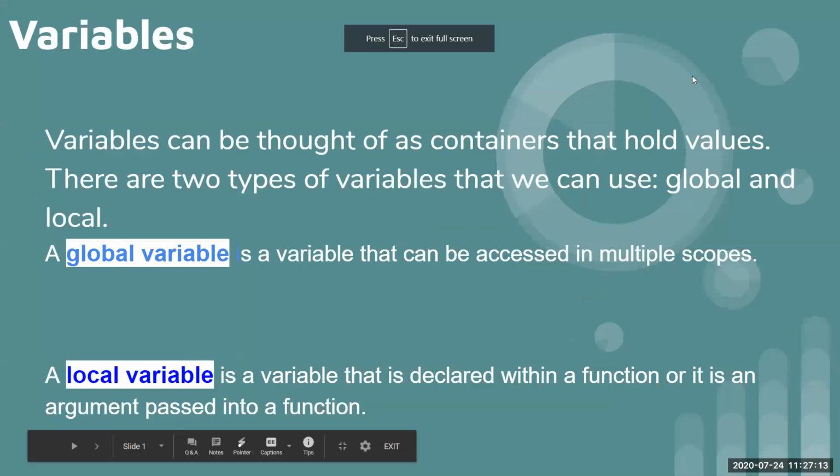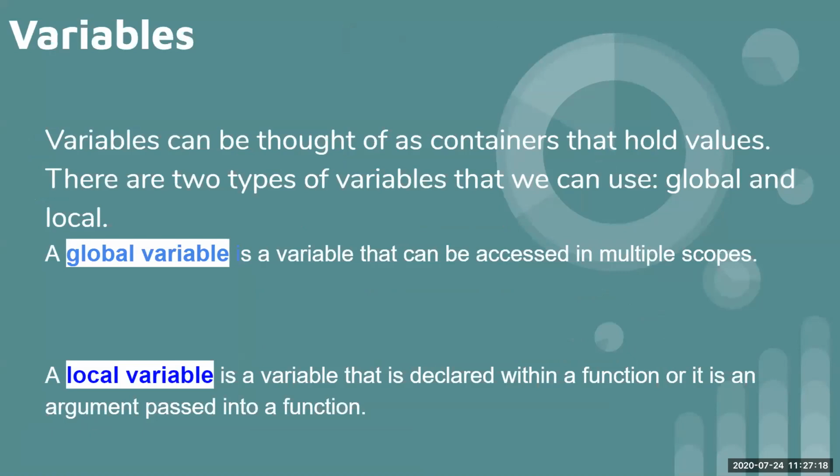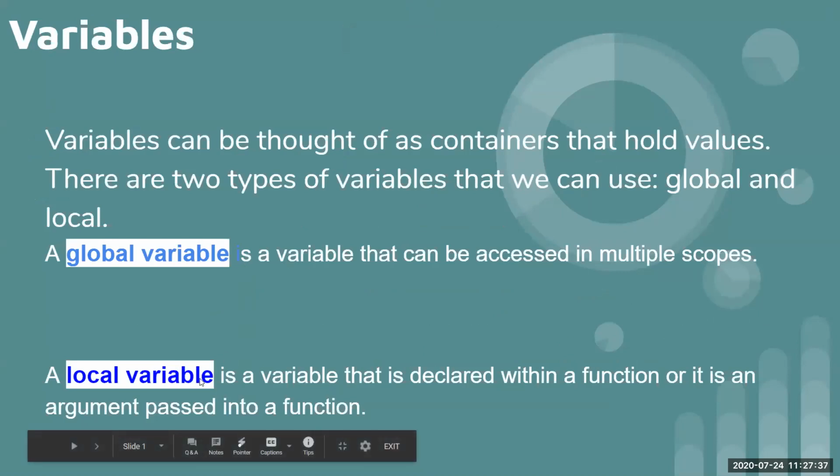So today I want to introduce us to some new concepts. I want to introduce the concept of variables and functions as far as programming is concerned. Variables can be thought of as containers that hold values. And there are two types of variables. We have global variables and we have local variables.